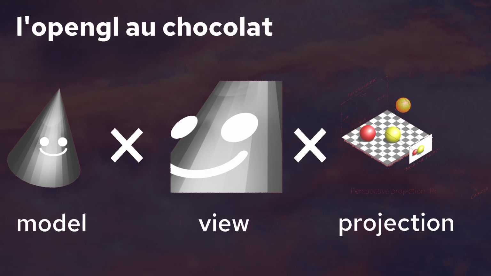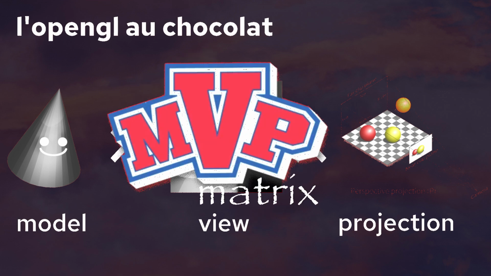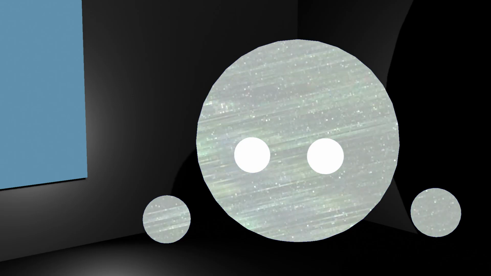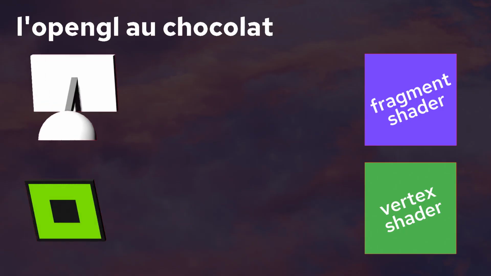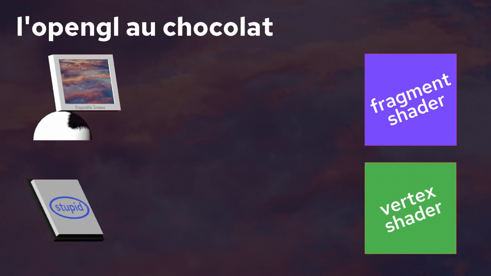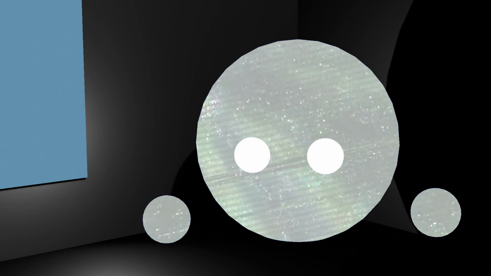Now multiply all of them together to get the aptly named MVP matrix, or model view projection matrix, which is named that because it's all of those matrices. Now you can send that to the vertex shader through a uniform, where it'll get multiplied by the vertex position. And would you look at that? A 3D square. Only problem is that we did all that just for it to look like shit.